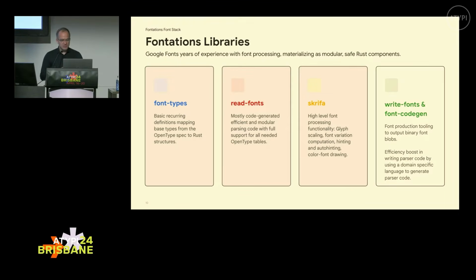Skrifa is the next level. It's a higher level font processing functionality. That means glyph scaling, variable font interpolation, hinting and auto-hinting, and color font rendering. And these are the parts that we can use in Chrome, and the next bit is write fonts. That's more related to font production. So, a library for creating font table objects in memory, filling them with information, and then writing them out to disk as serialized font files.